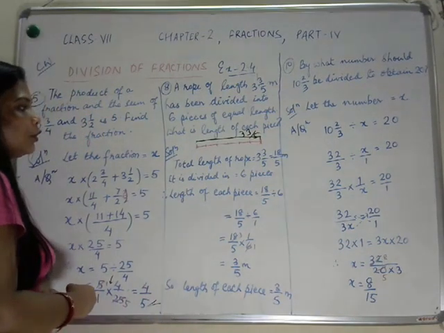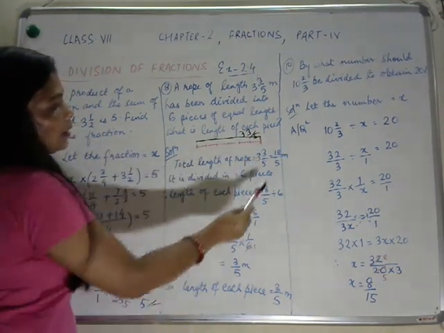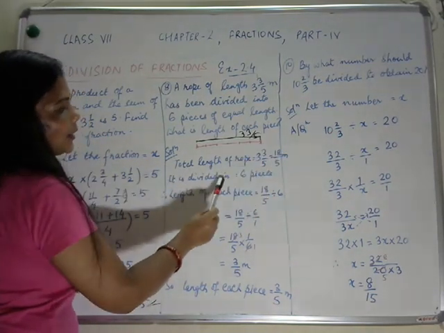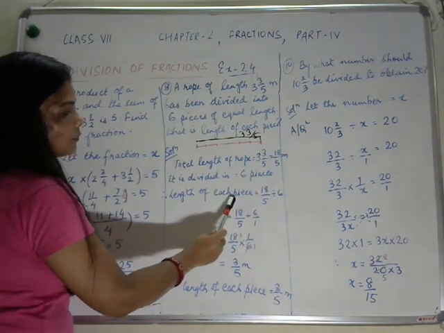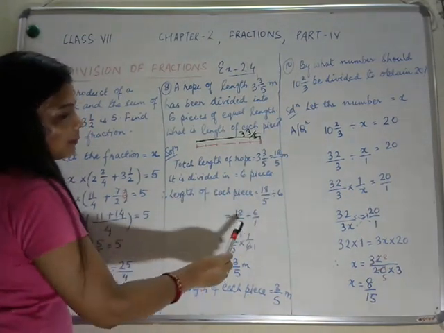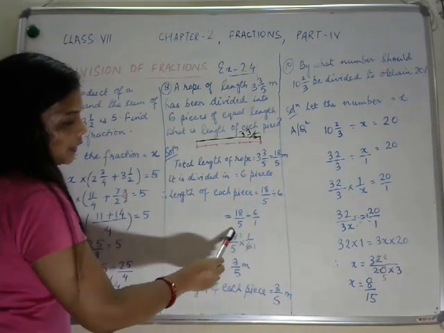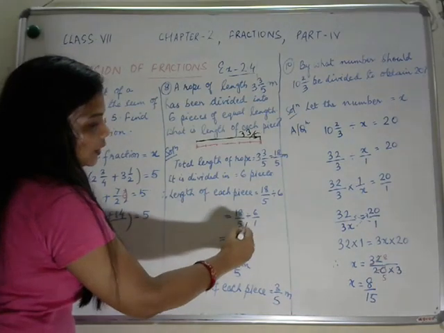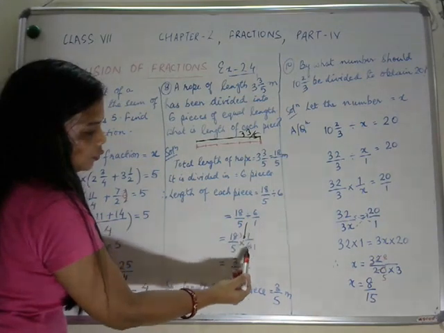So, how we will do it? Total length of the rope is 3 whole 3 by 5. 5 3s are 15 plus 3 is 18 by 5 meter. It is divided in 6 equal pieces. So therefore the length of each piece will be 18 by 5 divided by 6. So 18 by 5 divided by 6, 6 can be written as 6 by 1. So 18 by 5, changing again the same rule, division to multiplication. So then we will invert the next fraction. 6 by 1 got inverted to 1 by 6.